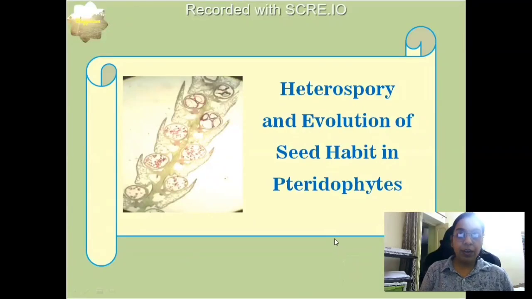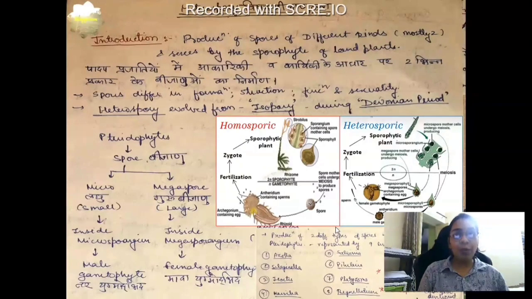So today we are going to discuss heterospory and the evolution of seed habit in Pteridophyta. So first of all, what is heterospory? Heterospory is the formation of different types of spores in megasporangium and microsporangium. Therefore, we are going to talk about the formation of megaspores and microspores.